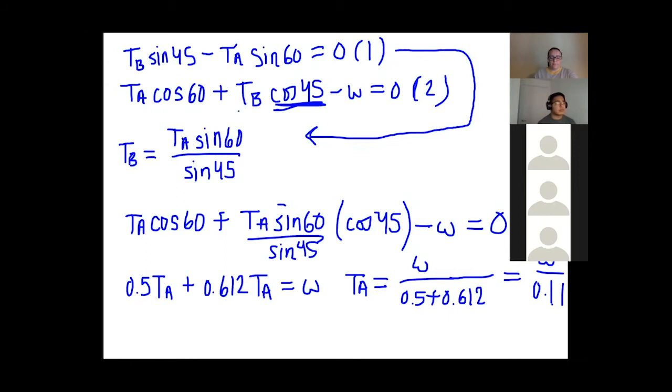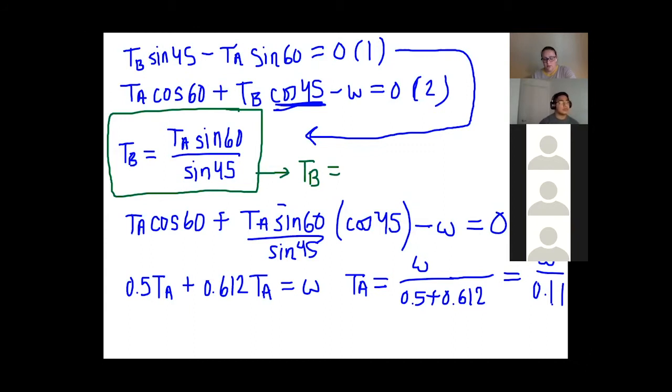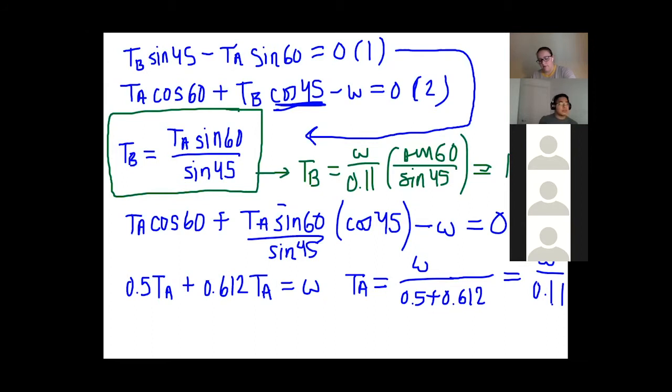Exactly. So we have this equation here because we wrote TB in terms of TA. So now if we plug that back in, we can say that TB is equal to TA, which is W over 1.11, times sine of 60 over sine of 45. And if you multiply that, you get a value of 1.10 W. So this would be your final answer for TB. This was your final answer for TA, and TC was equal to W as we solved for. So that answers all three parts of the question.